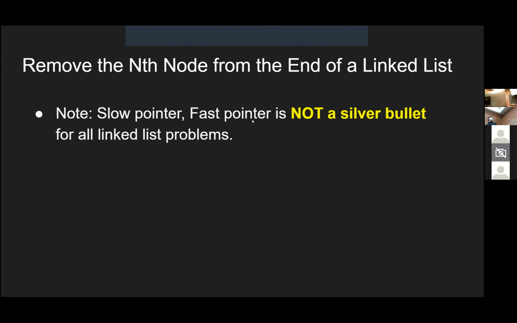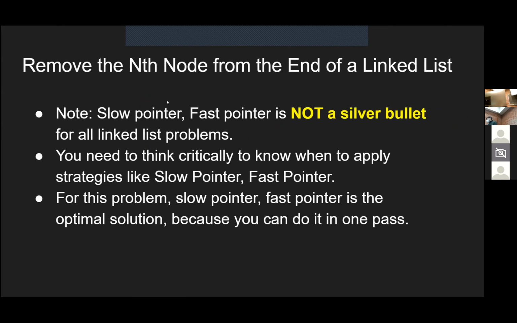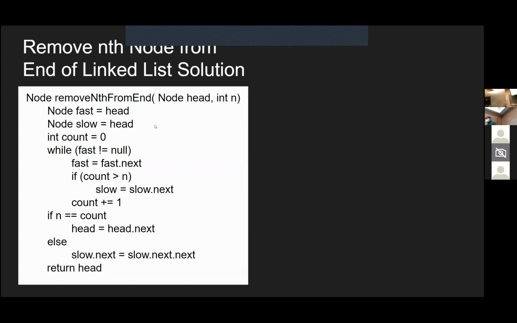So slow pointer, fast pointer is not a silver bullet for all linked list problems. You can't always use it, but often it is very helpful, especially if you don't know the length. You need to think critically about when to apply it, because sometimes it's not right, but often it is. And here's the optimal solution. So let's look at the code.